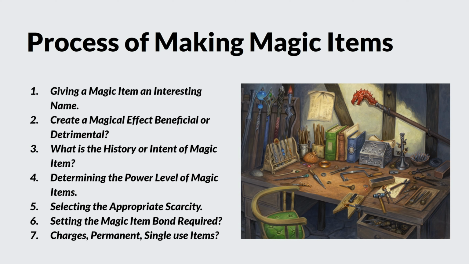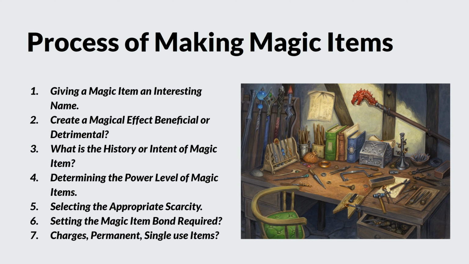Determine the power level of the magic item. Is it low level, medium level, or high level, or is it an artifact, a relic of some kind, with obscene power, things that will end worlds? Select the appropriate scarcity or rarity for your magic item. This also helps define the power level of your magic item. Is it something that you can get easily, just a magic potion that heals you that you can buy in a shop? Or is it a sword that when you swing it, it glows purple and takes off the head of an animal, killing it instantly? This is something that would be quite rare.